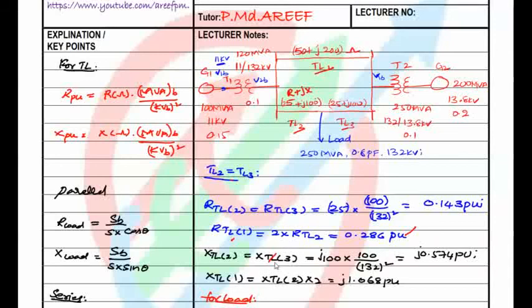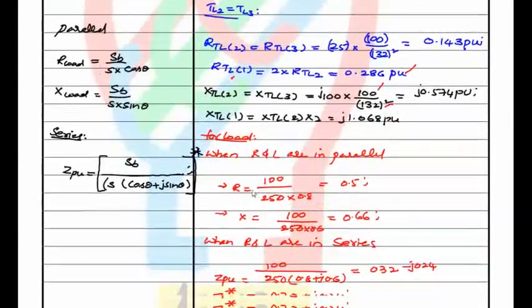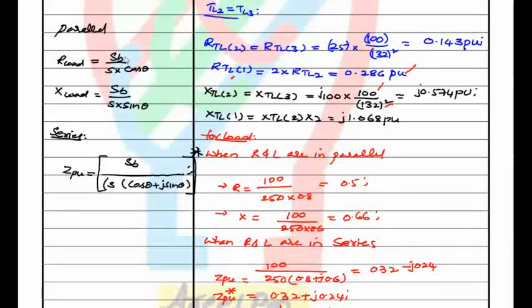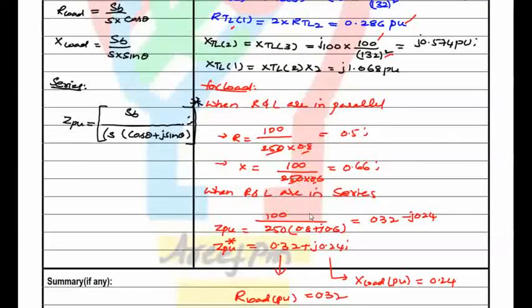Similarly, the reactance of transmission lines 2 and 3 are both the same. The base value is 100 and the kV value is 132. Like this we can find for transmission line 2. When the loads are in parallel, these are the formulas: S base divided by S into cos theta. In the problem, S base and cos theta are given. Cos theta is 0.8, sin theta is 0.6.